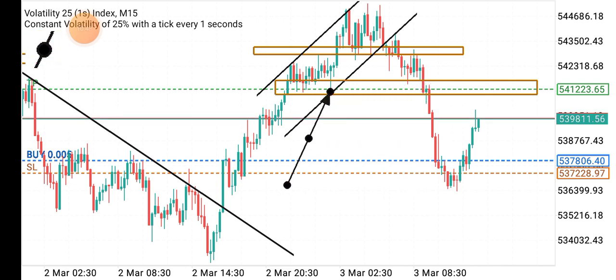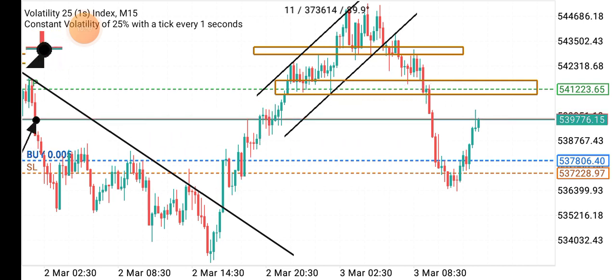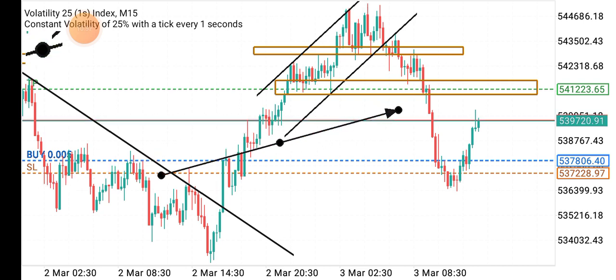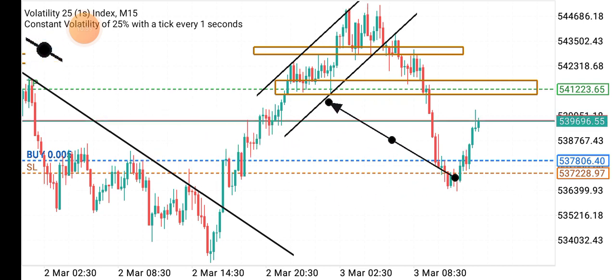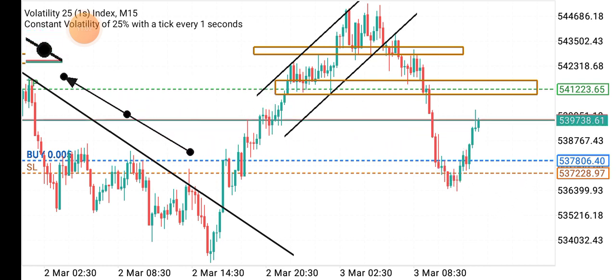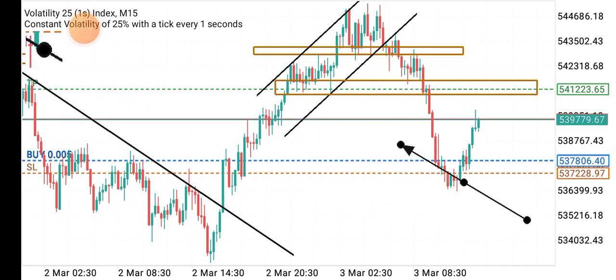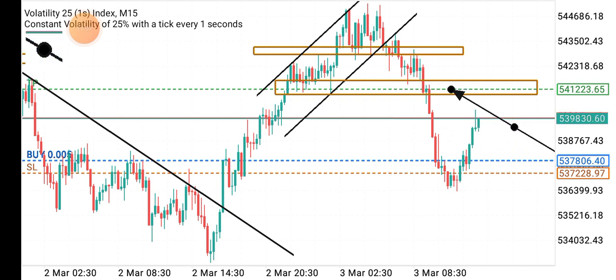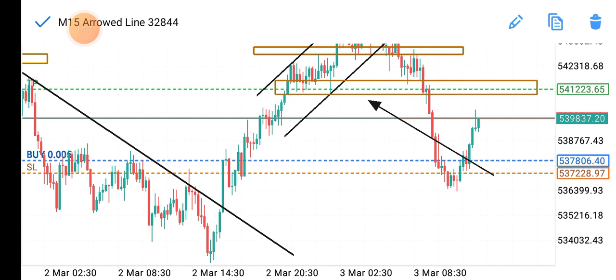This is the neckline, and it's an area where the market had sold previously. It's also a support zone that turned resistance. So I expect the market to get here to retest the neckline before continuing with the sales, if at all it wants to sell. All right, so that's why I'm targeting this particular zone for my TP.